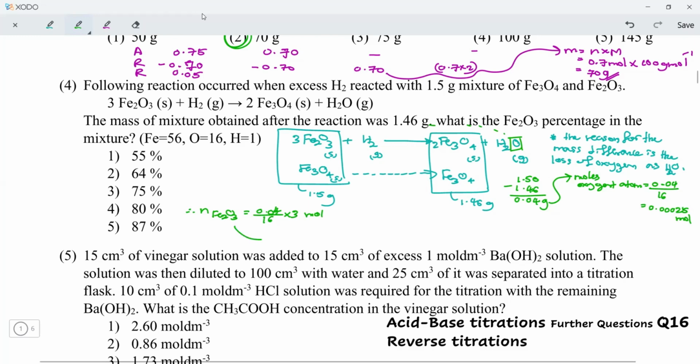They're asking the mass percentage. It's a very simple thing. Fe2O3 percentage composition is what they're asking. You have to divide the mass of Fe2O3 by the total mass and multiply by 100%. So the mass of Fe2O3 you can see is 0.04 into 3 over 16. Fe2O3 molar mass: iron 56, so 112, 3 oxygen means 48. So it's 160. That's the mass. And divide by the total mass, that's 1.5.